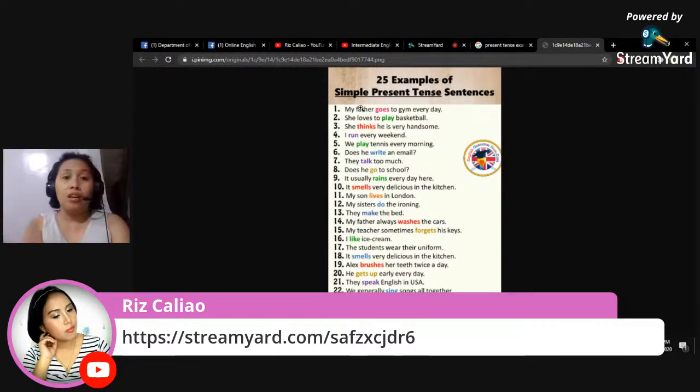So again, we're using the simple present tense for habitual. Not just for habitual, we also use simple present tense if you're telling a fact. When we say you're telling a fact, it doesn't change. It's still the same. It's consistent. Example on here: my father goes to the gym every day. If you notice, my father is one person. So go will have goes. So again, the rule is he, she, it. There should be an S or ES. If we're going to change my father on here, it will become he. So that would be he goes to the gym every day.